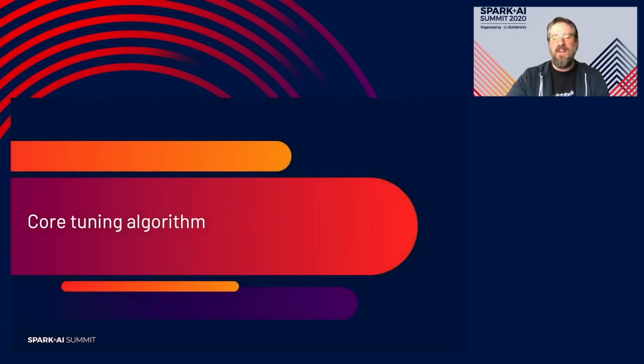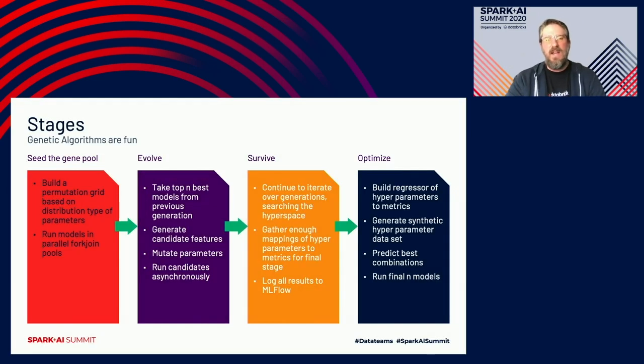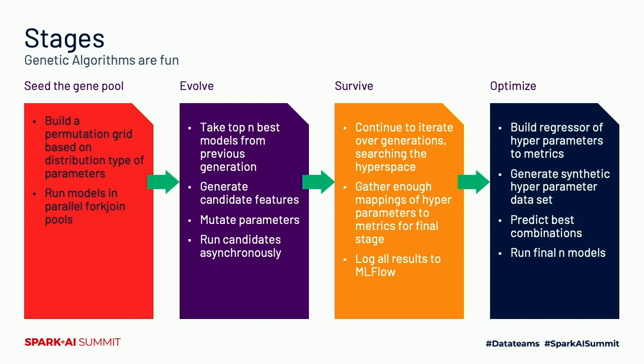All right, so the final thing that I'm going to talk about is how this thing actually works from a geek level. And there are 4 main stages that occur within AutoML for its tuning algorithm. The first one is seeding a gene pool. What this is going to do is explore through permutations of a search space that's defined. And these are things that you can actually override or just leave the defaults.